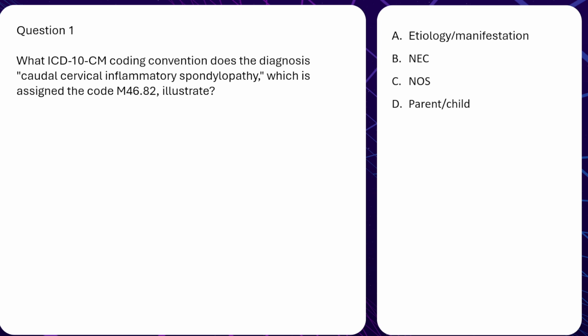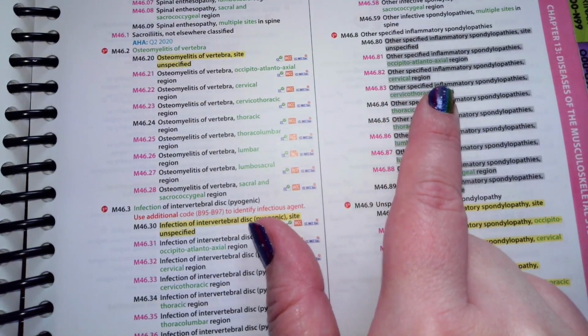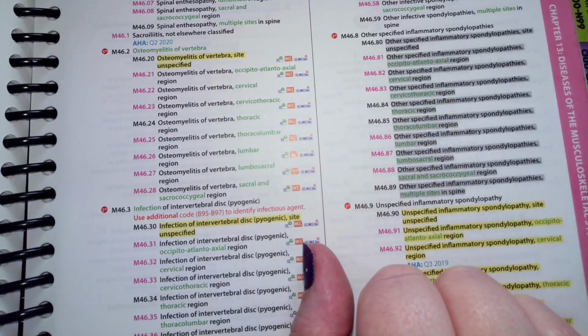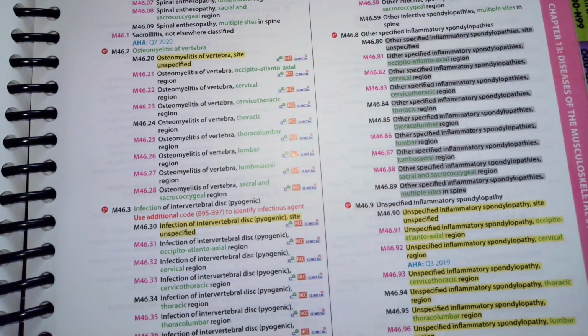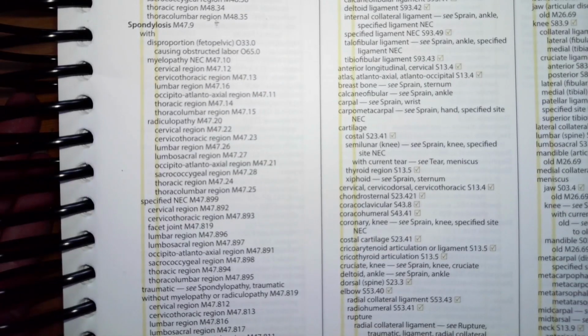So let's go into our book and look up M46.82. So M46.82 is other specified inflammatory spondylopathies, cervical region. And what did we say those other specified codes are? There's a difference between other specified and unspecified. And let's actually go back and look this in the alphabetic index so I can kind of show you more about where you could find some information regarding this. So if we look up spondylitis in the alphabetic index, there is no distinct code for this condition, even though we've got a specific nature of the statement.